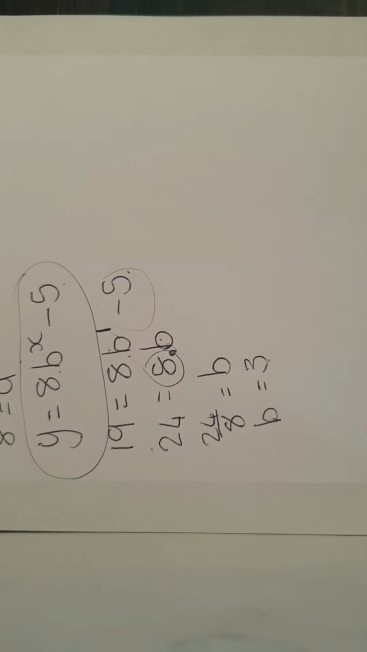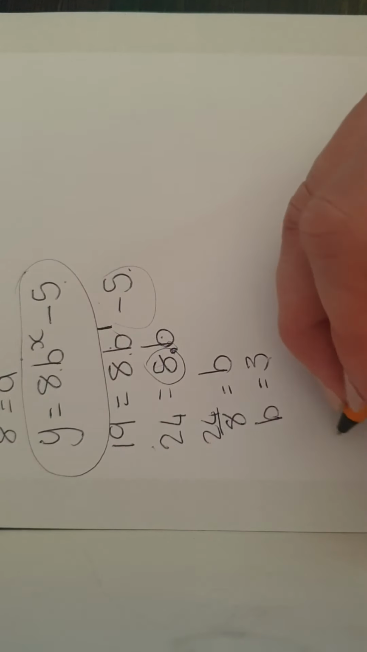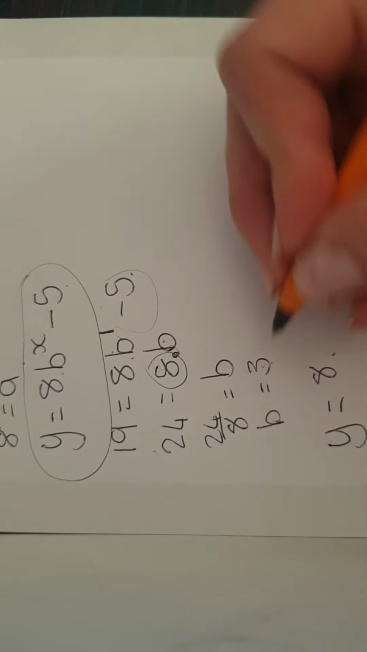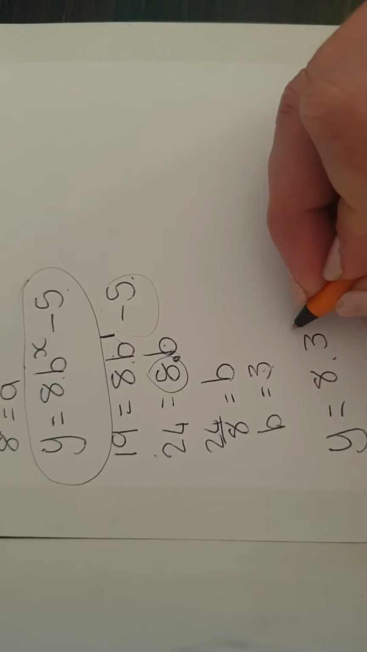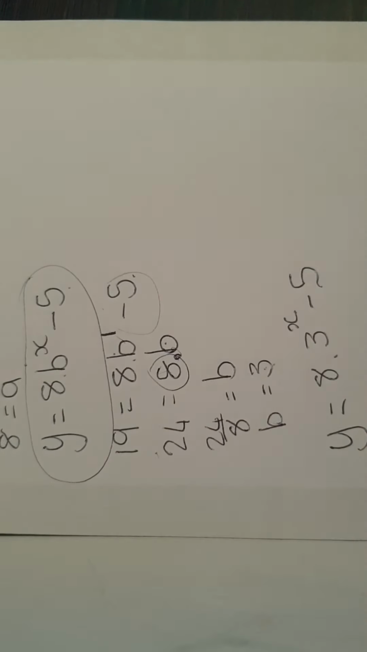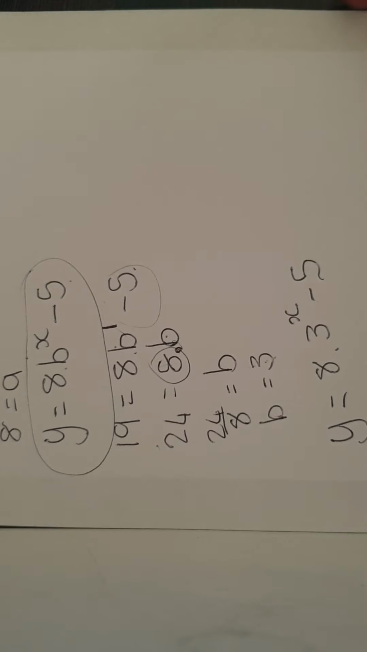So now I can just write down my equation. y equals, we found the value of a to be 8, times b, which is 3, to the power of x, minus 5. And that is how you find the equation of an exponential graph.